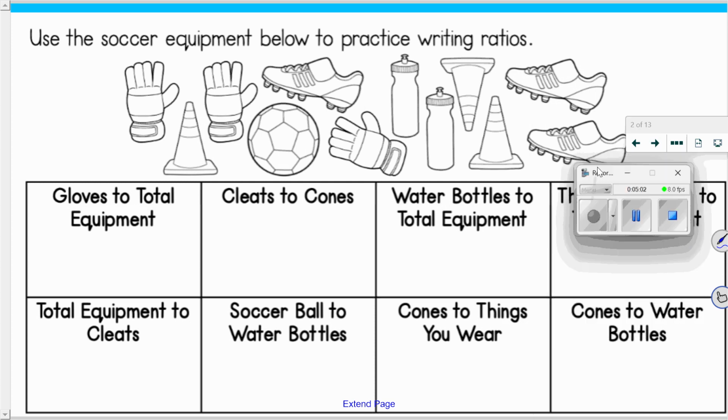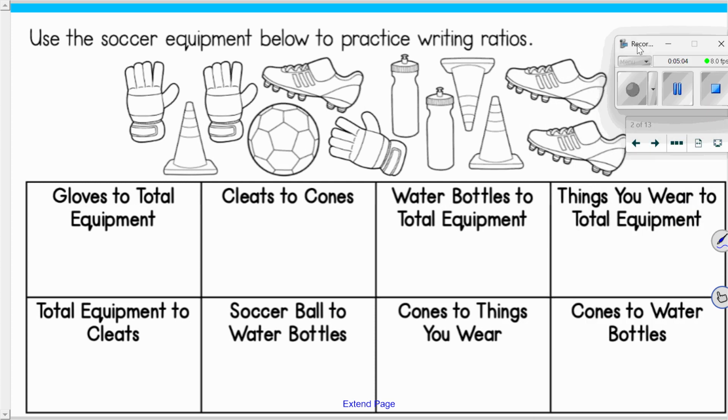Okay, let's take a look at what we've got for our comparisons. Gloves to total equipment. What did you guys get? 3 to 12. 1 to 12. 3 to 12. 1 to 3 to 12. 1 to 4 to 12. So, what I should have seen, 3 gloves to 12 total.